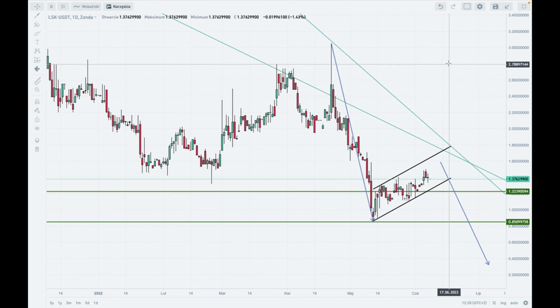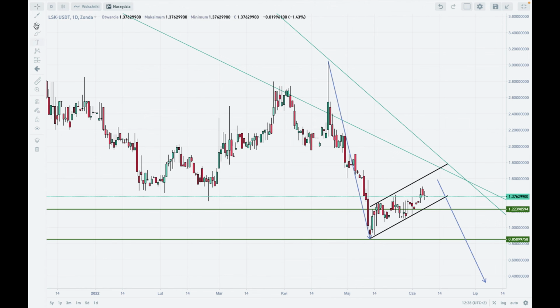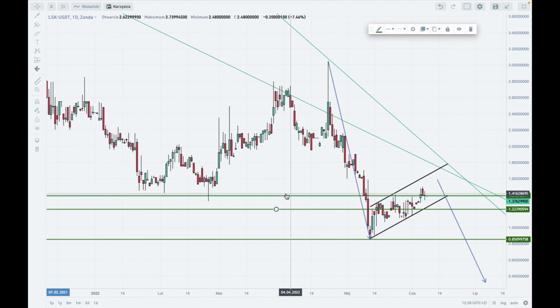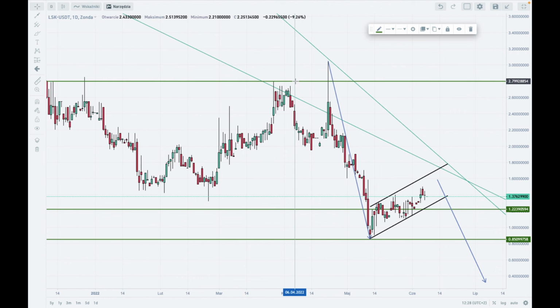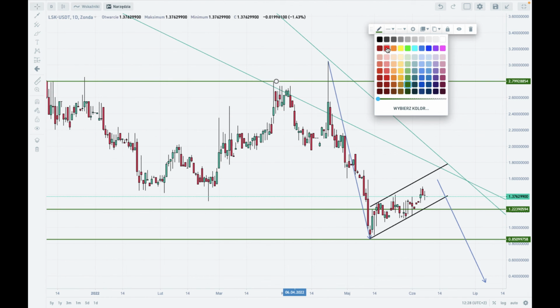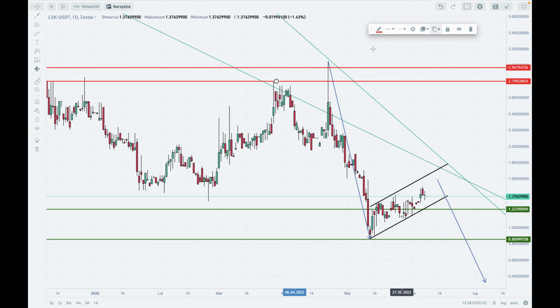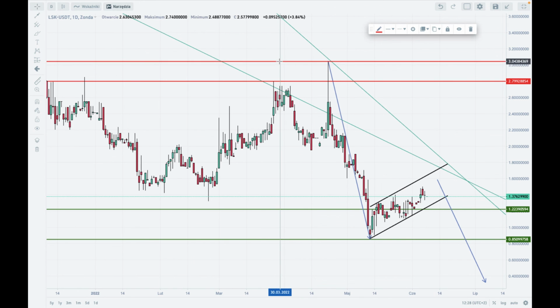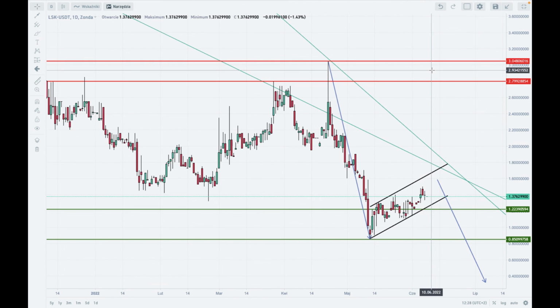In order to invalidate this scenario, we would have to break above, as you can see, this one. The first level is 2.80, and this is the technical resistance, and the other level is of course at the top of this great pin bar around 3.05. So only a sustained, strong, dynamic, aggressive breakout above 3.05 would change the short-term outlook to more bullish than it is right now.